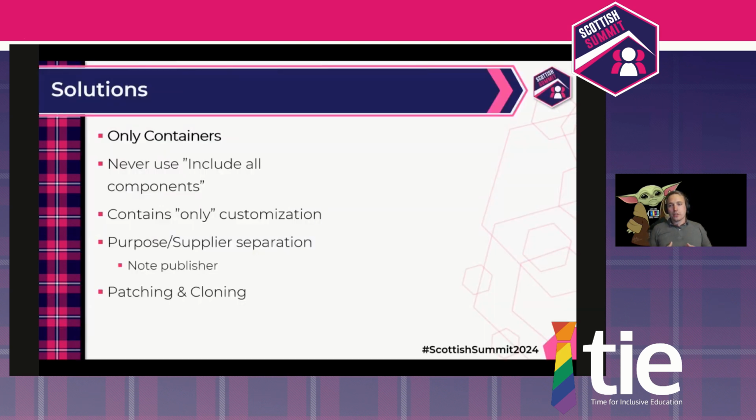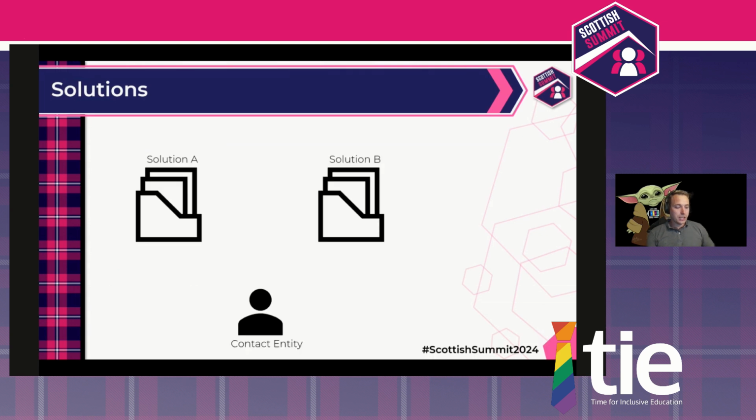The solutions, which is a very important part of ALM, are only containers. Which means if you have a component which is in two solutions, A and B, and you change something on the field, then it will be changed in both solutions. So if you have a component in several different solutions and you change this component in one solution, it will also be changed in the other solution.